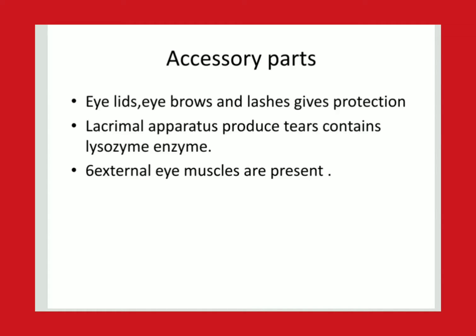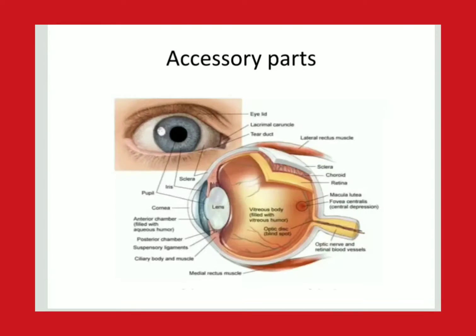So eyelids, eyebrows and eyelashes will give just protection from dust particles or other things. The lacrimal apparatus will produce the tears which contain the lysozyme enzyme. Here you can see the eyelid and eyelashes, and also the lacrimal apparatus in the eye, which will produce the tears. So it contains enzymes like lysozyme which will kill the bacteria, right? So it also gives protection.